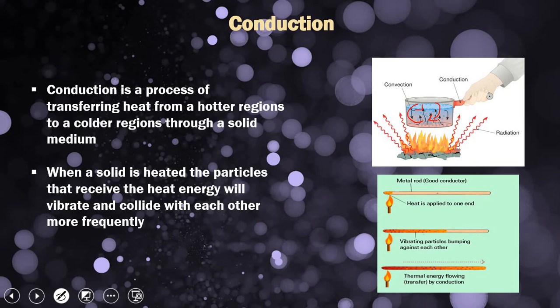When a solid is heated, the particles that receive the heat energy will vibrate and collide with each other frequently. So here, for example, you have a metal rod, which is a really good heat conductor, and you put it under a flame, a heat source. How the heat transfers from this end to the other end is by vibrating the particles in the metal rod.